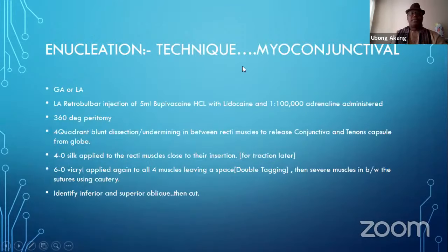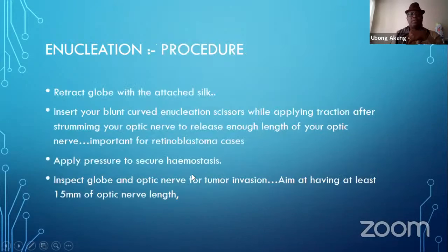All right. So enucleation, the technique: mild conjunctival, give your local anesthesia, 360-degree peritomy. Just describing. Let me just show you a video. I'll just show a video for that.